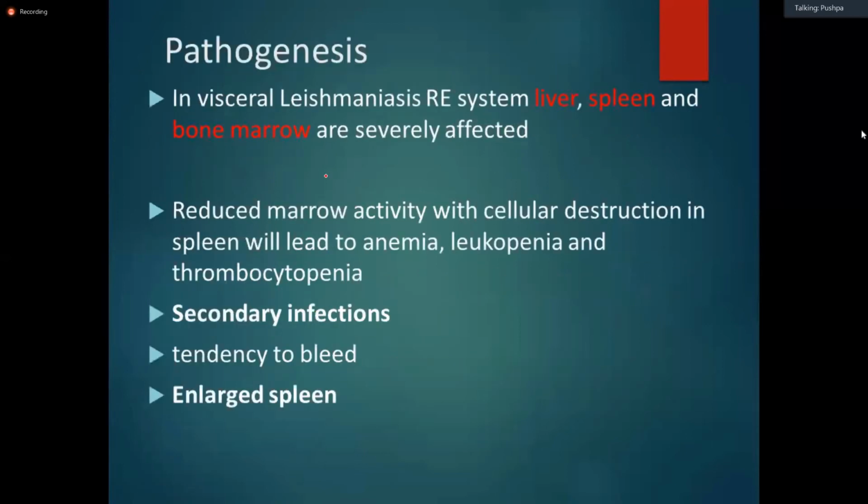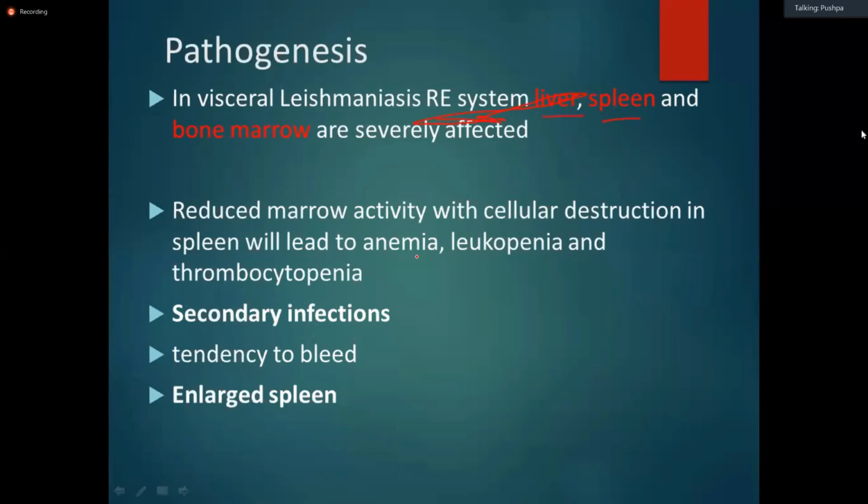Pathogenesis in visceral leishmaniasis. RE stands for reticuloendothelial system. And when we say reticuloendothelial system, it includes the liver, the spleen and bone marrow. All of these three organs are severely affected by this infection. And you will find there will be enlargement of the liver and spleen.